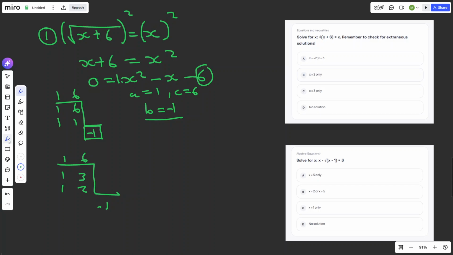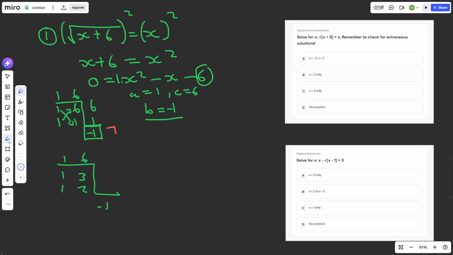So let us cross multiply. 1 times 6 is 6. 1 times 1 is 1. When we add up these two numbers, what do we get? 6. They're both positive, so 6 plus 1 is 7, which is not equal to minus 1. Then the next approach is to cross multiply these ones.